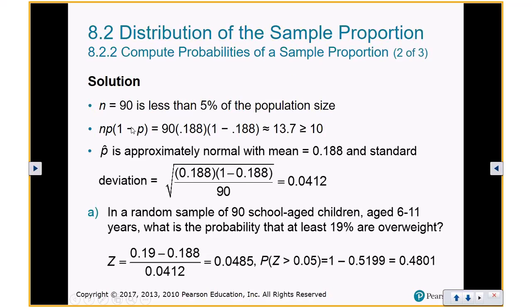NPQ, that's equal to above 10, so it works. And then P hat is approximately normal, okay? P hat is normal with a mean equal to 0.188. That's what they give us, 18.8%. So now we're going to get a standard what? Deviation.